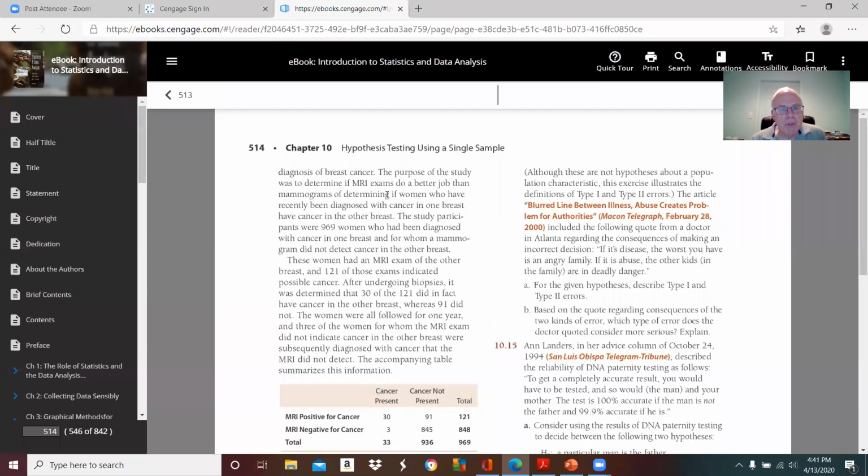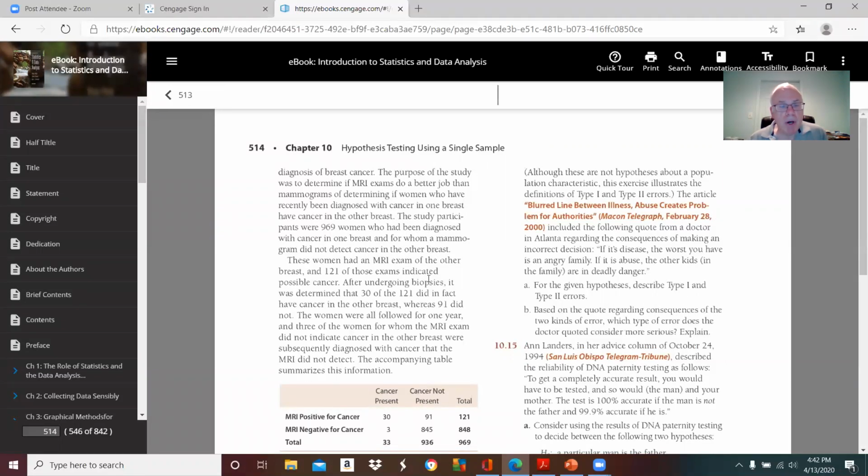All right, the purpose of the study was to determine if MRI exams do a better job than mammograms, determining if women who have recently been diagnosed with cancer in one breast have cancer in the other breast. The study participants were 969 women who have been diagnosed with cancer in one breast and for whom a mammogram did not detect cancer in the other breast.